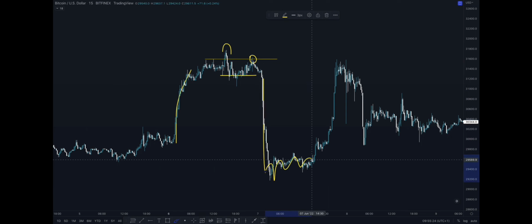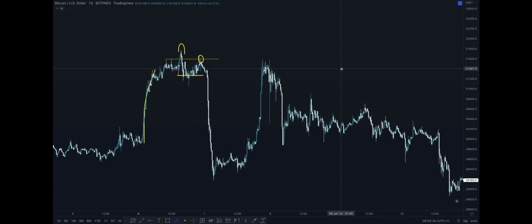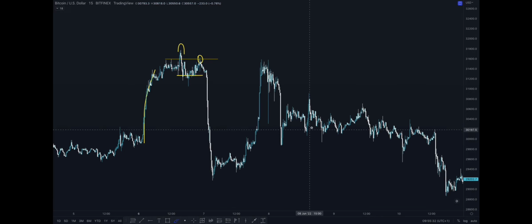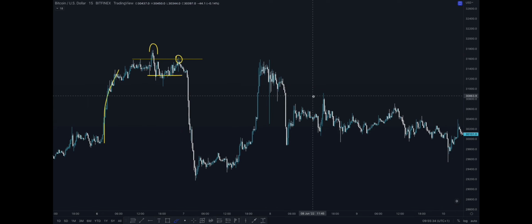Then it reaccumulated, and again, because an inefficient move is an inefficient move, it bounced all the way up to here, and then down again and up again. This was a trader's dream, if you're looking at it now in hindsight.